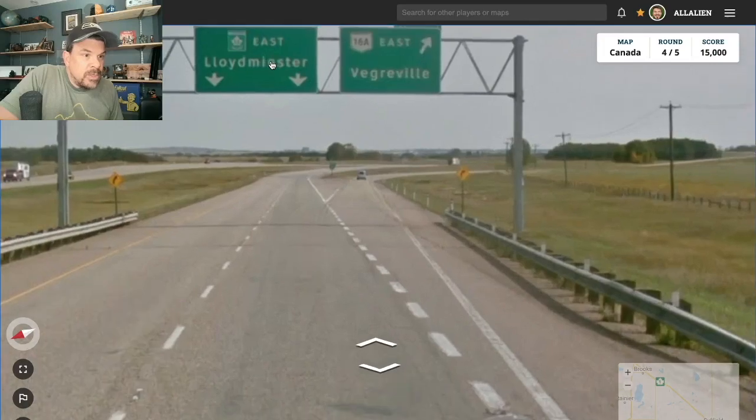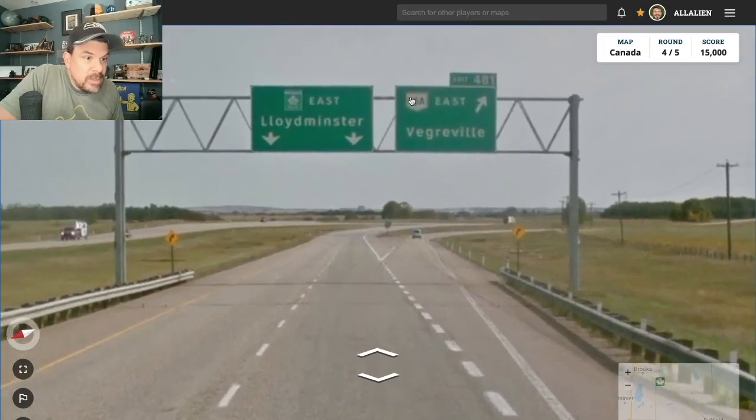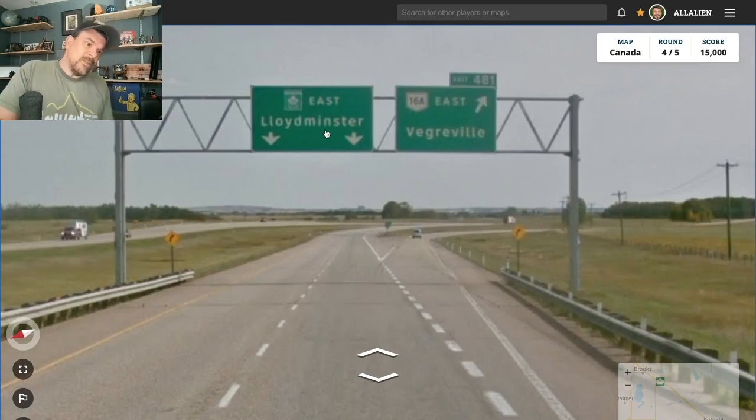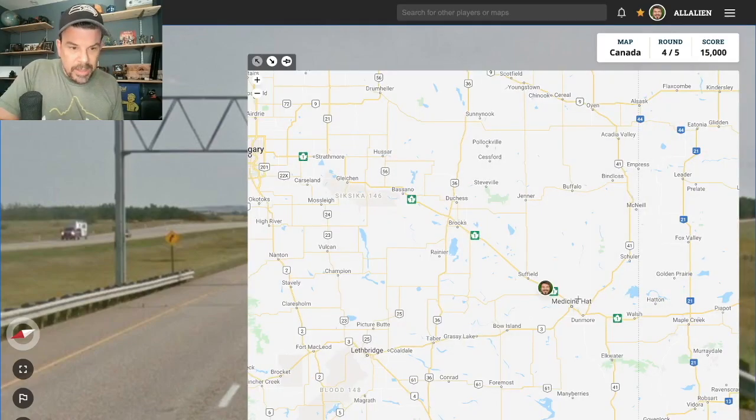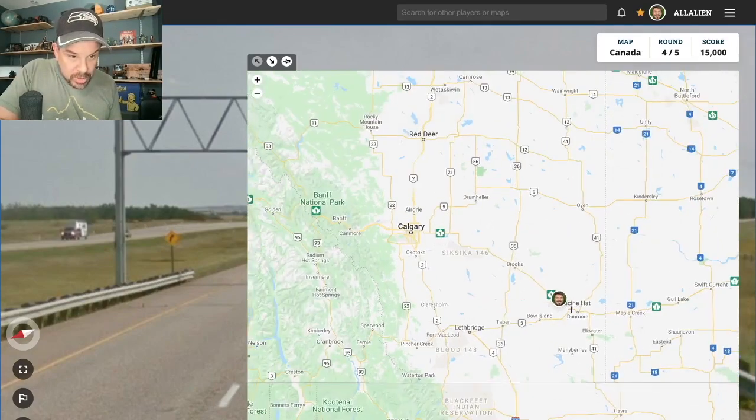Okay, we are on. That's the 16A East. That is, I'm 90% sure, the symbol for the Trans Canada. Although I don't see a number one on it, but that maple, the white maple leaf on the green background is the symbol of the Trans Canada Highway.